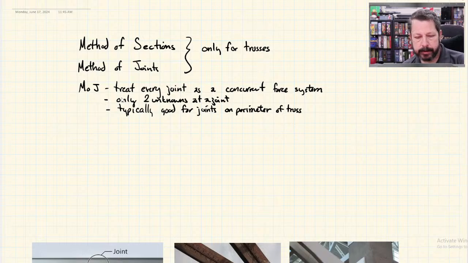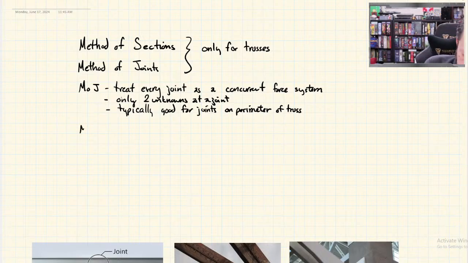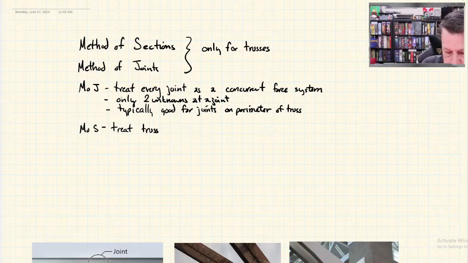Method of sections is, I guess, maybe more specialized. It's used if you only want a certain member and it's towards the inside of the truss somewhere. So method of sections treats the truss as two completely separate sections. We'll talk about that more in a minute. There's the method of sections.